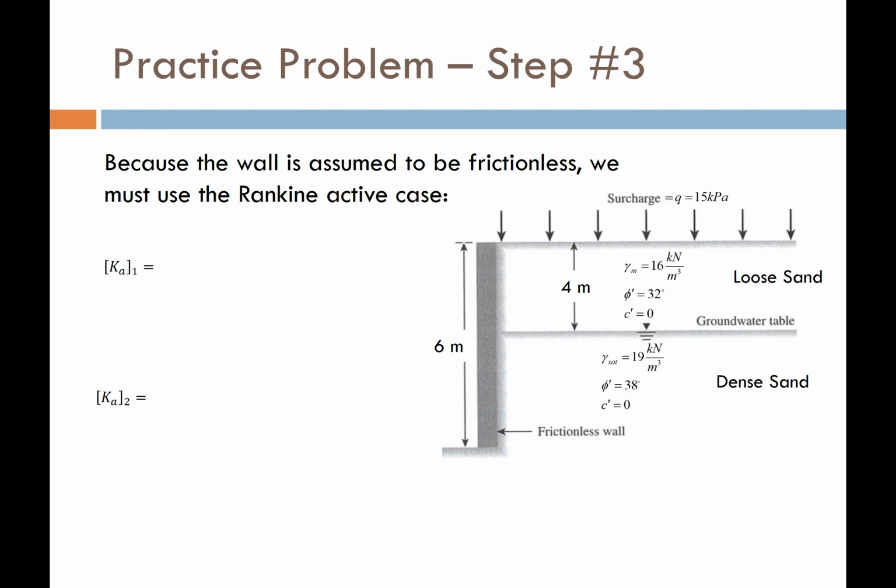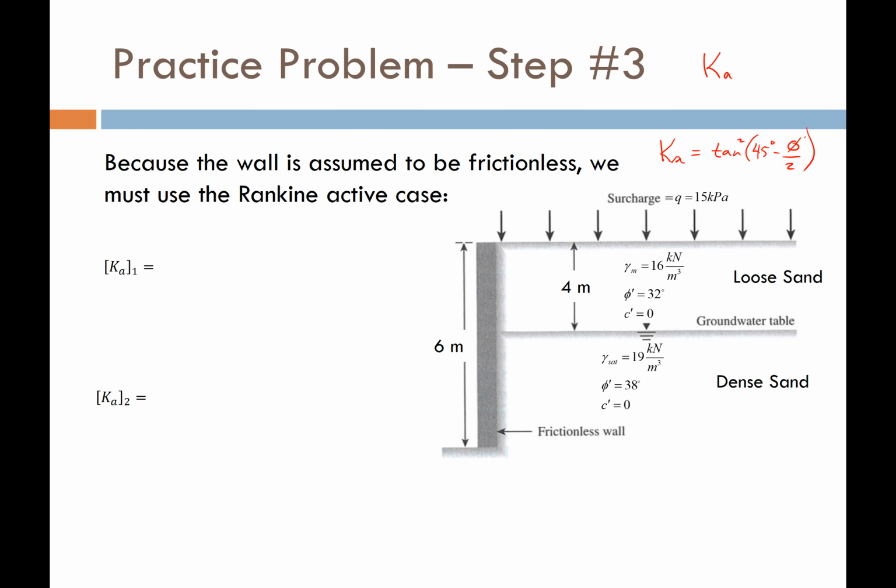So step 3, we need to compute our earth pressure coefficient. And for this case, it's going to be the active earth pressure coefficient because we have the active case. So remember that according to Rankine, the active earth pressure coefficient is simply the tangent squared of 45 degrees minus phi divided by 2.